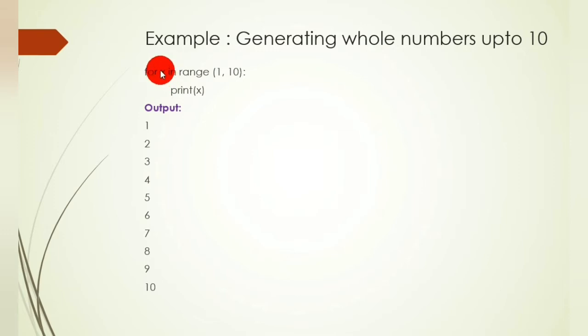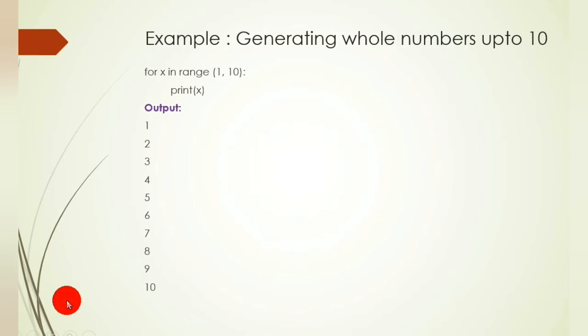The value of x is taken from the range. It takes the first value, that is the starting value, 1. Here the step value is not given. The start value is 1 and the end value is 10. There is no step value. If the step value is not given, then it increments the value 1 by 1. That's why you get the output 1, 2, 3, 4, 5, 6, 7, 8, 9, 10. The increment value is 1. So using this range function we can generate the values from 1 to 10.